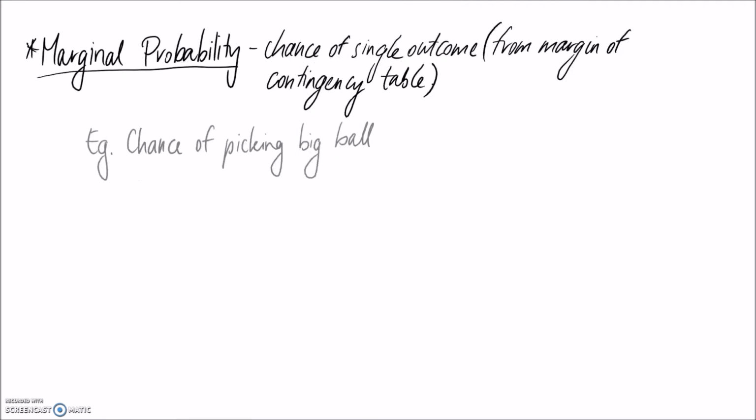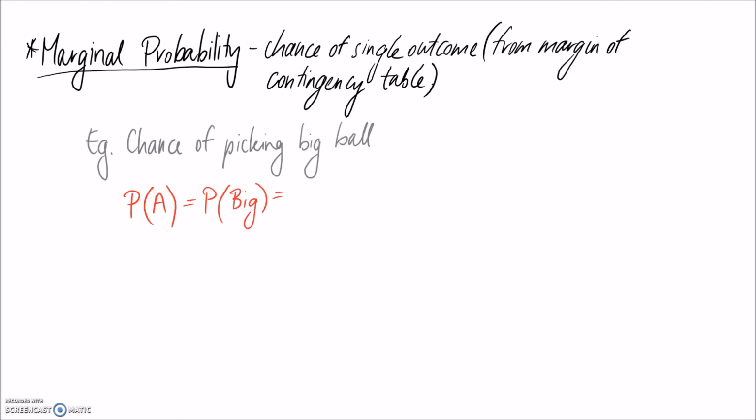The first definition we have is for marginal probability. This is the chance of a single outcome, and it comes from the margin of a contingency table. Our first example demonstrates that. We want the chance of picking a big ball. We can write this as P, which tells us the probability, and inside the brackets we write what we want the probability of. The general form is P(A), the probability of event A, and in our case, event A is picking a big ball, so I'll just put big here to make it easier.